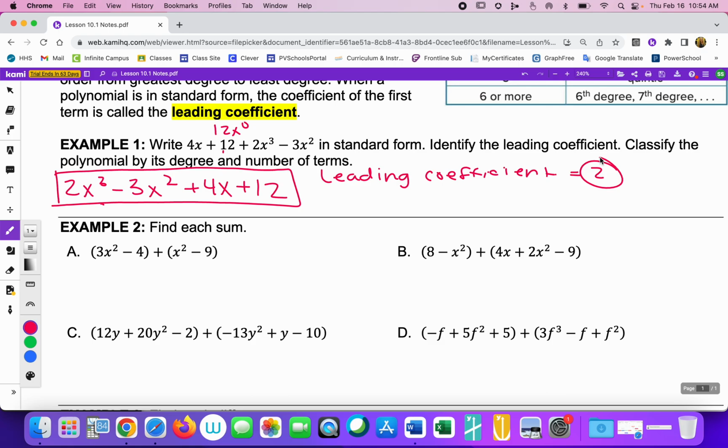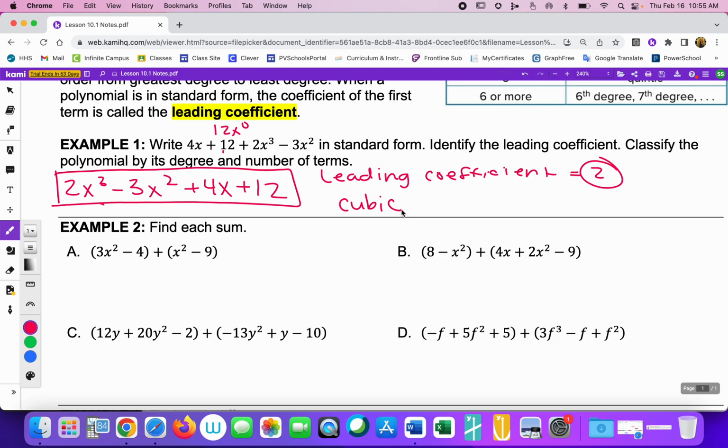So this is kind of like 3 examples in one, but we're going to classify the polynomial by its degree and number of terms. So the highest degree was what? 2x cubed. Right, so the highest degree is 3. What's a degree of 3 called in that chart? Cubic. Okay. So this is a cubic. How many terms are there? 4. Okay. 1, 2, 3, 4.